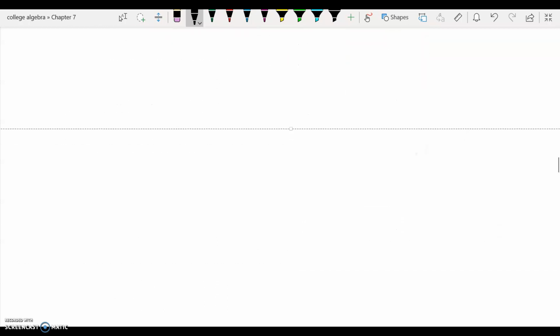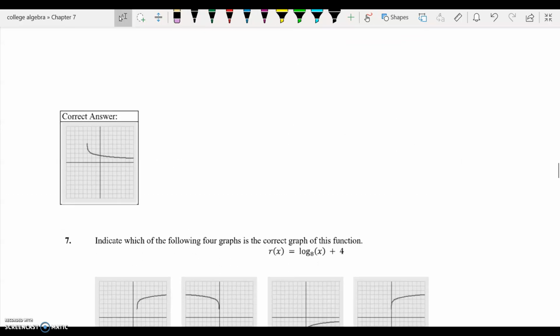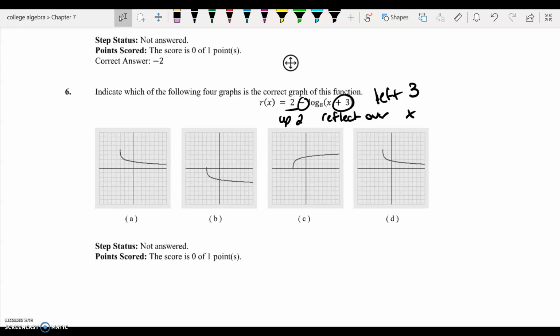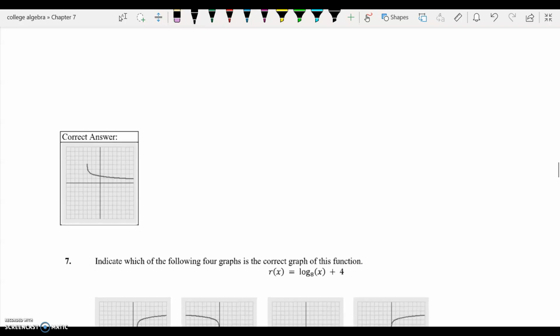So really your answer is going to be A or D. They have the answer down here. You could probably graph these on Desmos if I had to say. But just make sure you double check. This one's the only one that went left 3. So it's the only one that makes sense.